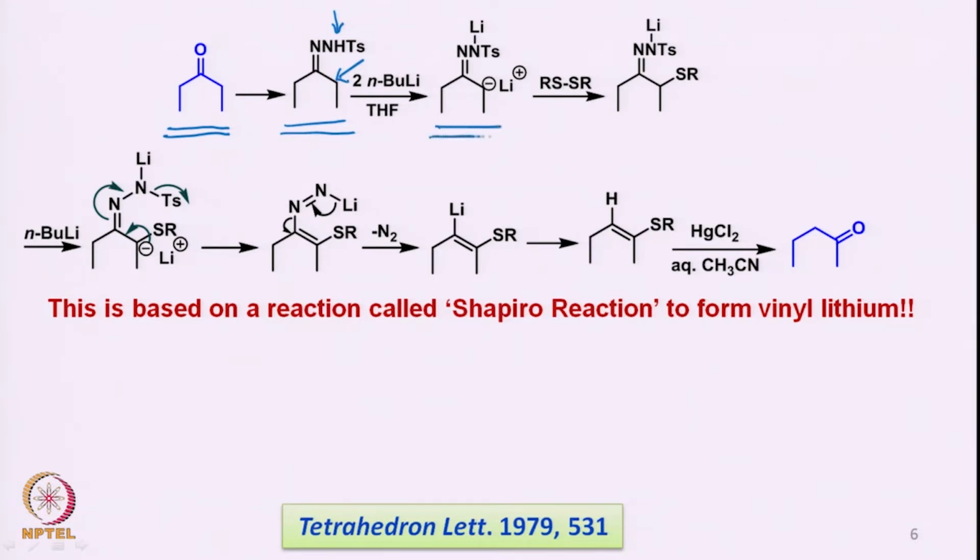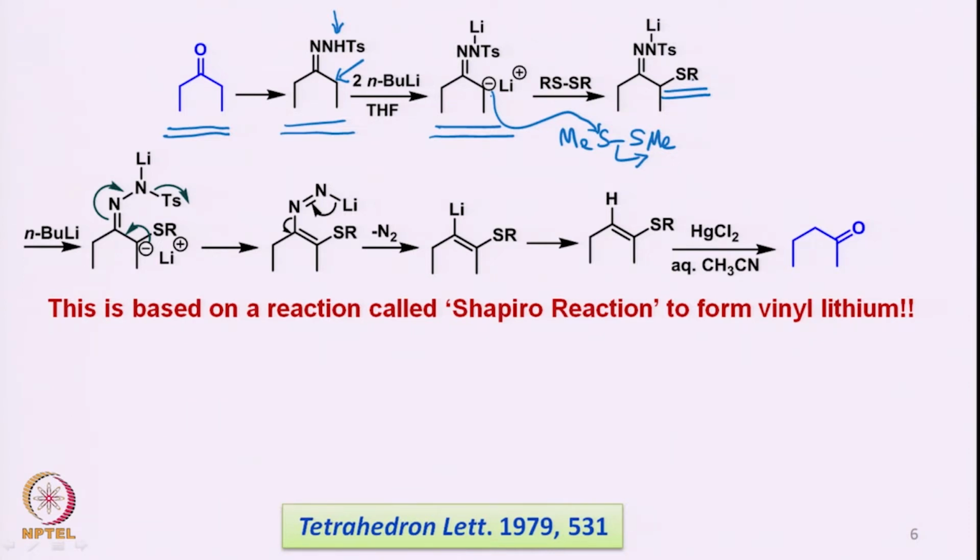This leads to this dianion, that is, you have an anion at this carbon and an anion at the nitrogen. When this is treated with any disulfide such as RSSR, which can be diphenyl disulfide or dimethyl disulfide, you have a choice of the disulfide that you would like to use. This anion then reacts with the sulfur, this bond breaks off, and what you introduce is SR. I have shown methyl here, but we can have anything.